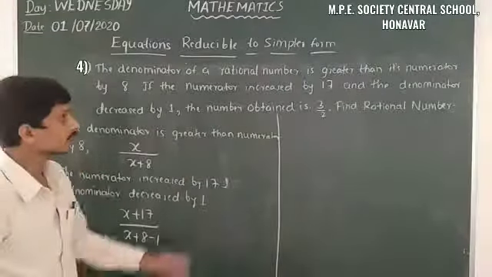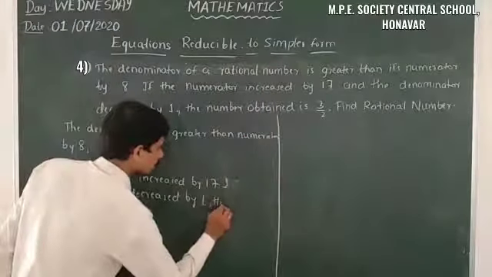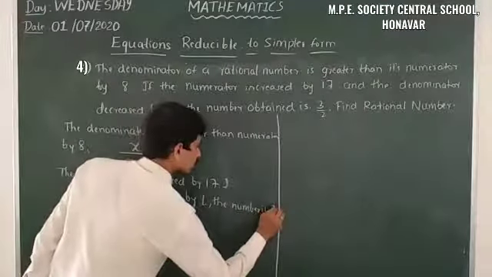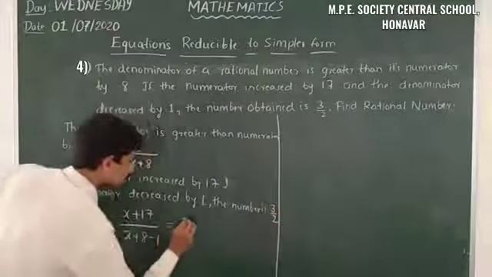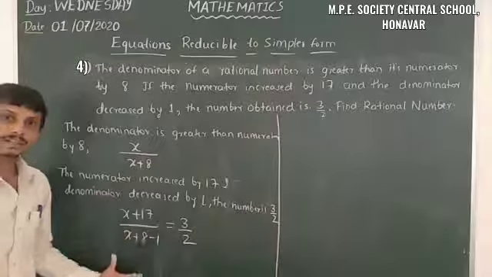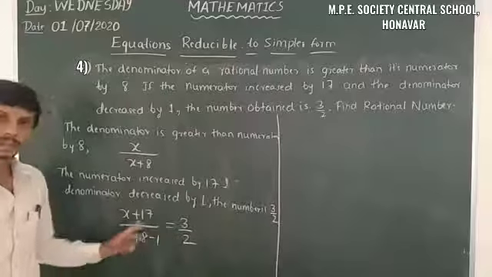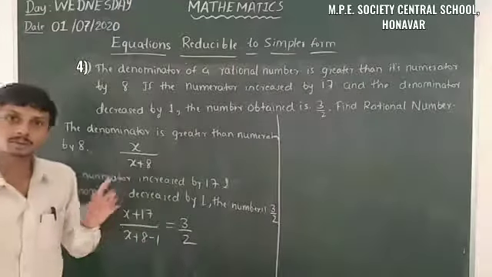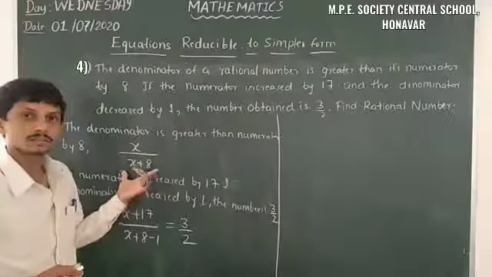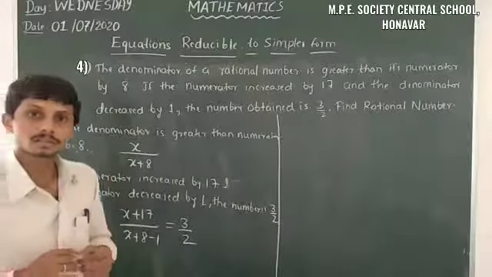Then what do we get here? The number obtained is 3 by 2. That means this is equal to 3 by 2 here. So it comes into linear equation form. After that we have to cross multiply and solve, then find the value of x and substitute it in this expression. After that we get the rational number.